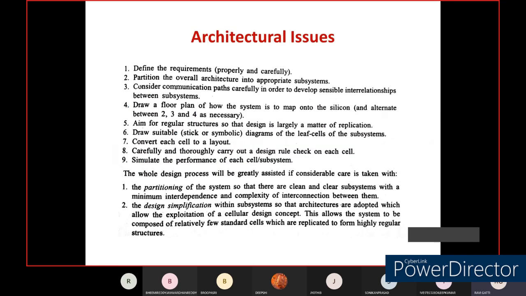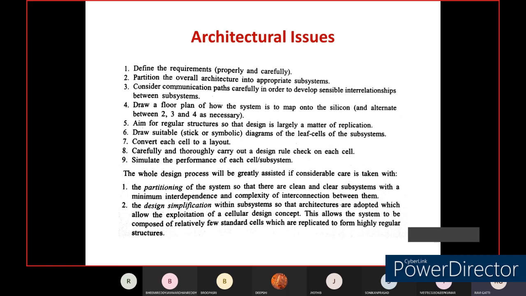Before you go for the design, as I said, you need to consider some architectural issues during the design process. When you make any design, the following will guide you so that you can minimize the errors which may happen during the implementation or the design process of your subsystem. So what are the architectural issues?